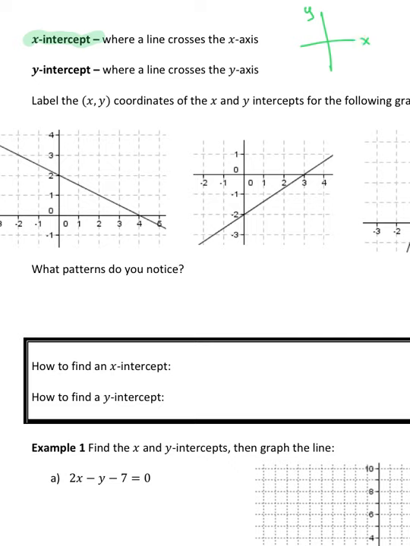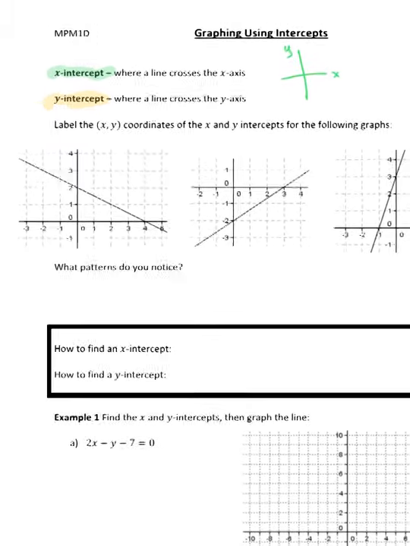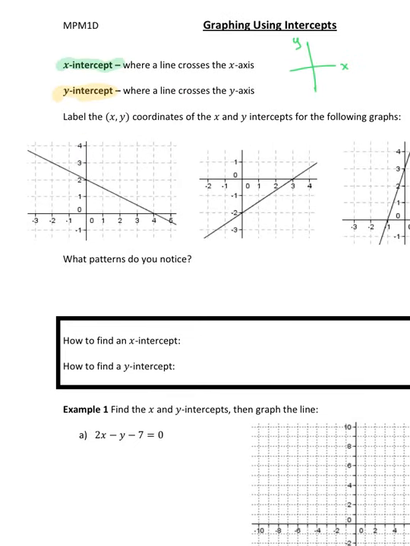The other one that we need to learn is y-intercept. And again, we know these words. The y-intercept is whenever we have a line crossing our y-axis. So if this was my graph again, then whenever our equation of a line is crossing this axis, the vertical axis, okay?